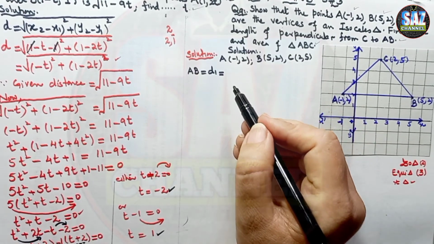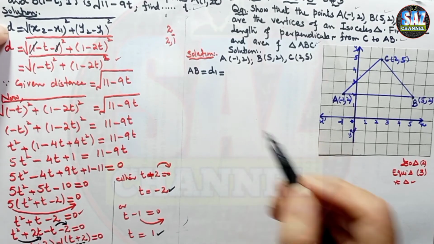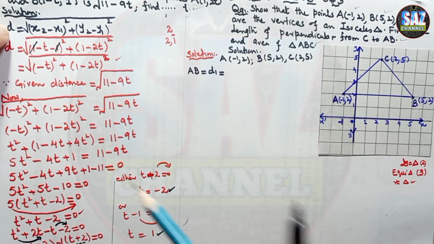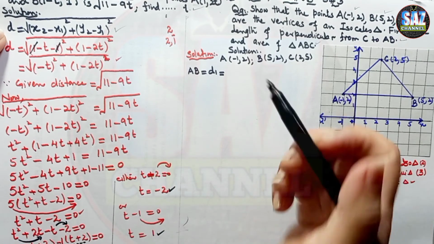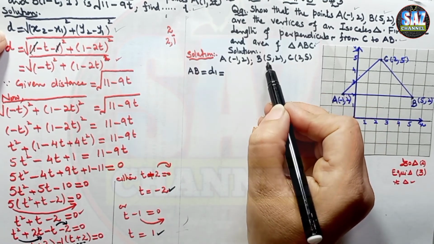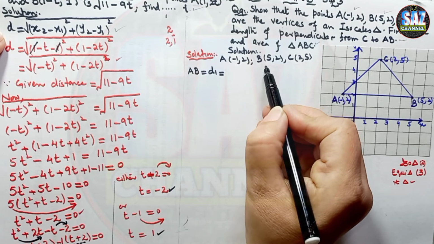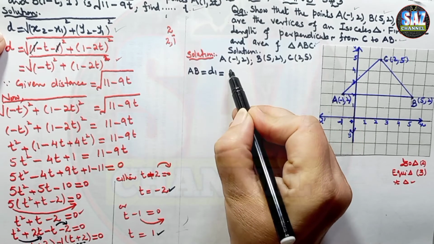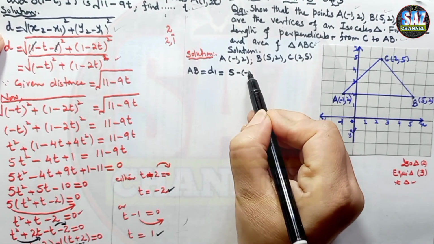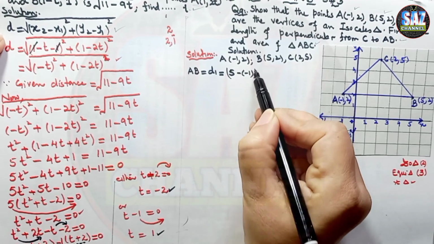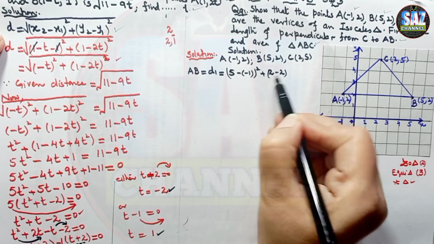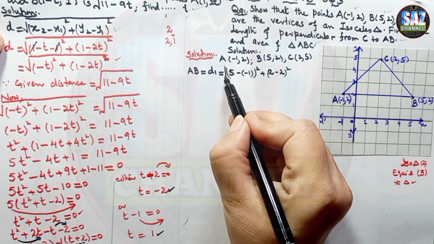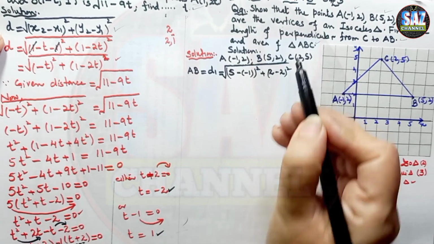Recall the formula, that the distance formula is the square root of x2 minus x1 whole square plus y2 minus y1 whole square. So according to that, what I have to do, x2 minus x1, that will become 5 minus (minus 1) whole square plus 2 minus 2 whole square, and then I have to put the square root symbol here nicely.